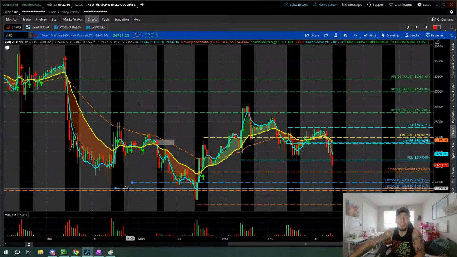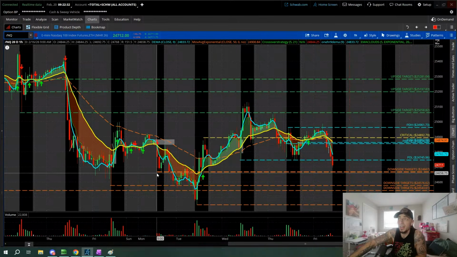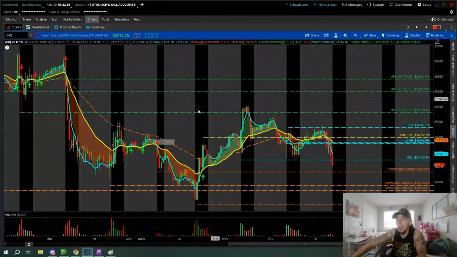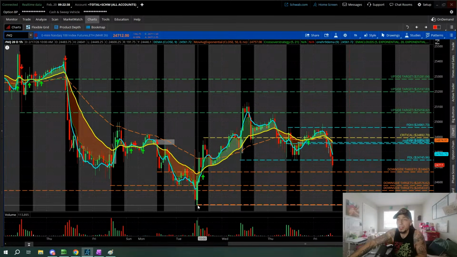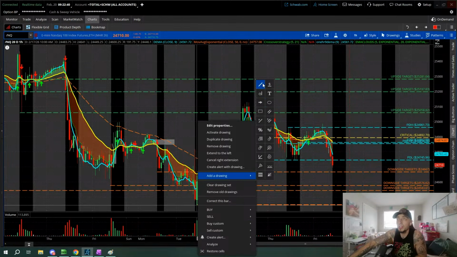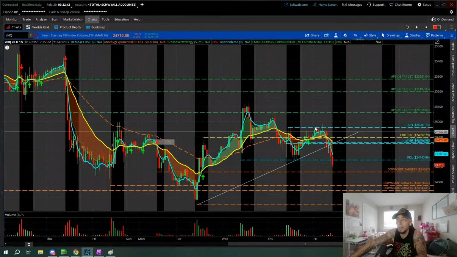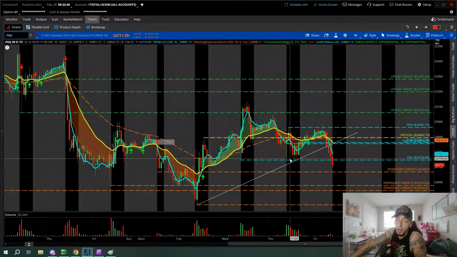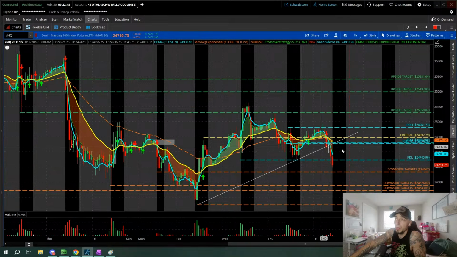So this is NQ, just like ES. I like to do it the same exact way every single day. NQ is actually looking a bit more bearish. And the reason is because NQ actually broke previous low. Okay, so yesterday's low was broke here in pre-market.